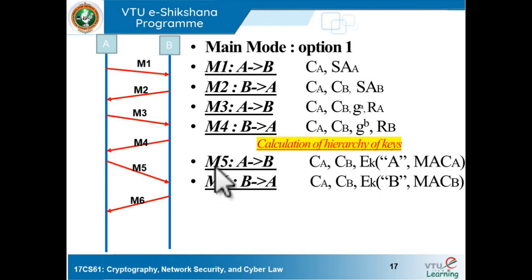Now similarly, when B receives M5 with the information of MAC and identity encrypted using KE, it responds back with both the cookies along with its own identity, that is B, and the MAC it has calculated, and all of this information again is encrypted using key KE. Now this is all about what happens in main mode of phase 1 with option 1, that is, option 1 is using a pre-shared secret.